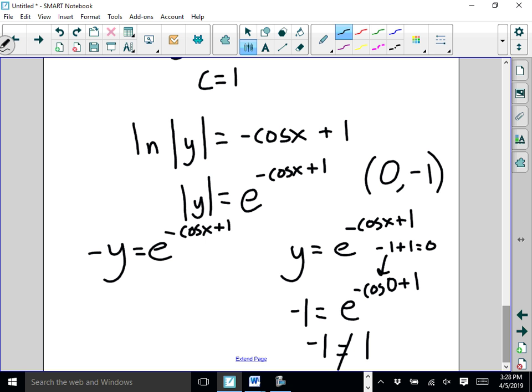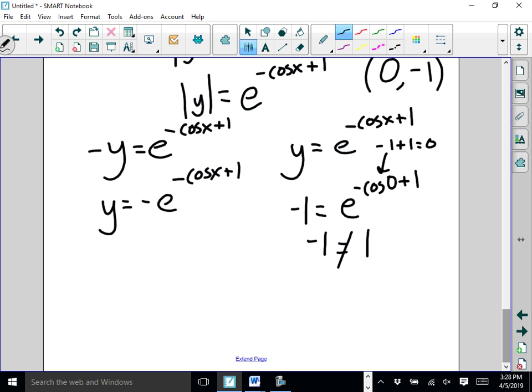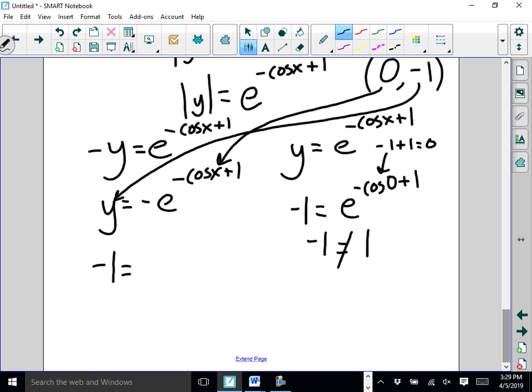Now, I can't leave it like this because it has to be in y equals form. So I'm just going to divide both sides by negative 1, and I'm going to get y equals negative e to the negative cosine x plus 1. Now again, I should test this to make sure it works. I'm taking the point 0, plugging it in for x, and negative 1 is going in for y. And now I get negative 1 equals negative e to the 0. E to the 0 is 1. I get negative 1 equals negative 1, which is true.